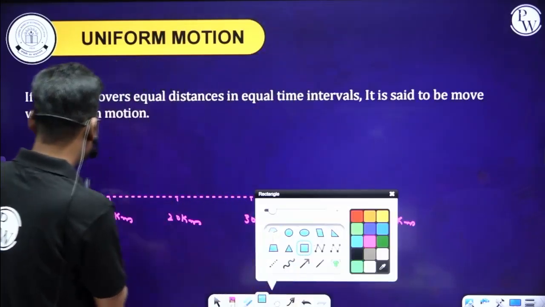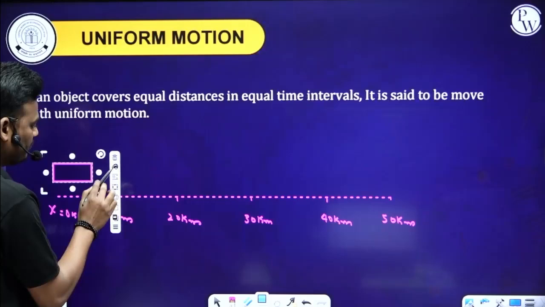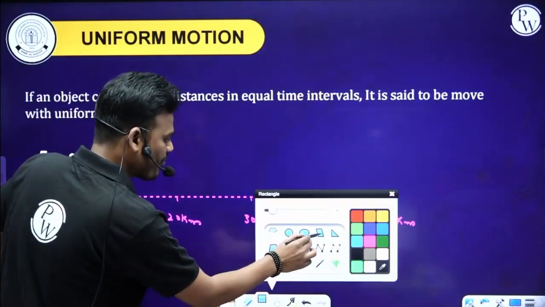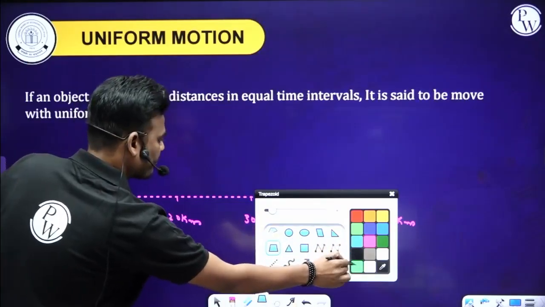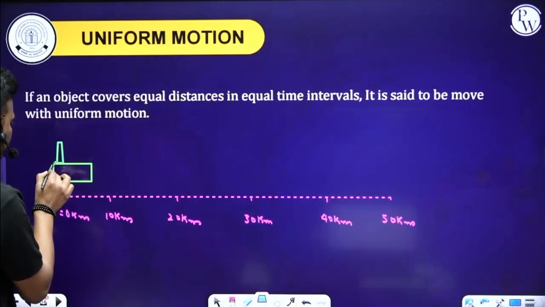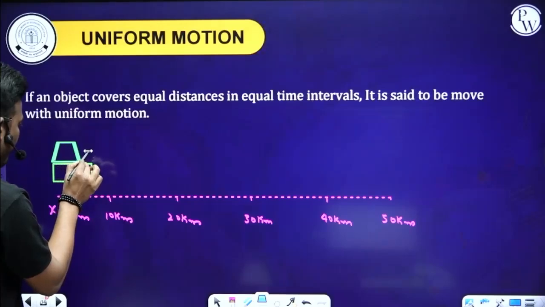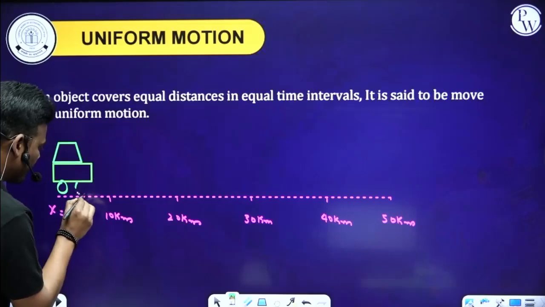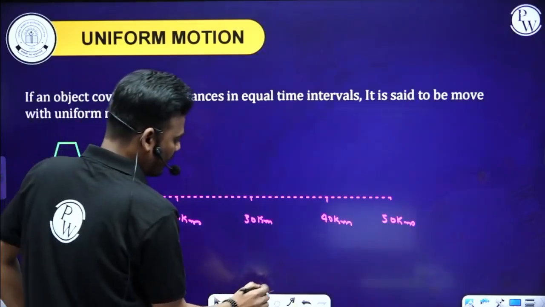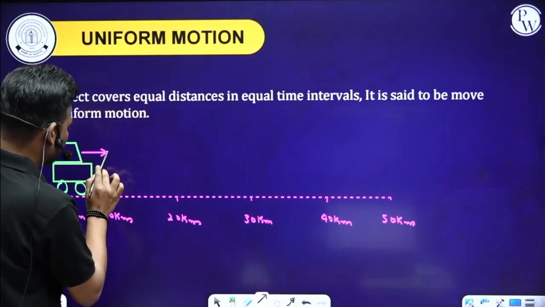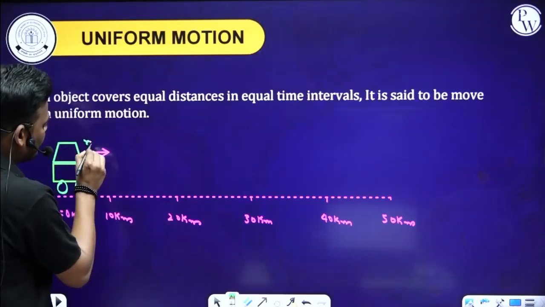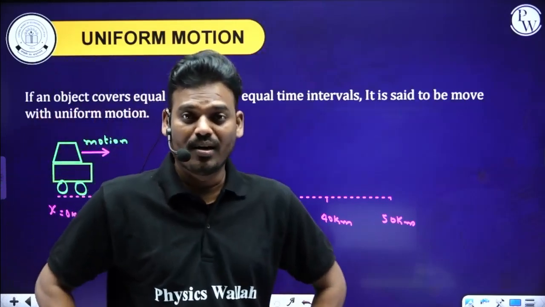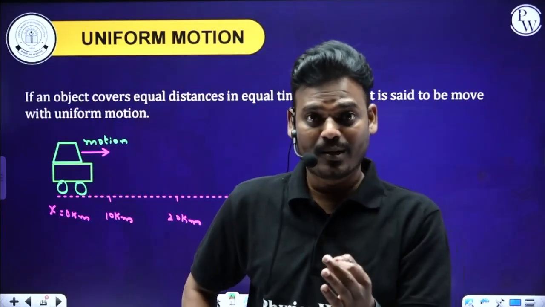And here there is one vehicle. And the body, or else this vehicle, is moving in this direction. And it is in motion. But we need to know what type of motion, based on the distance it covers with respect to time.